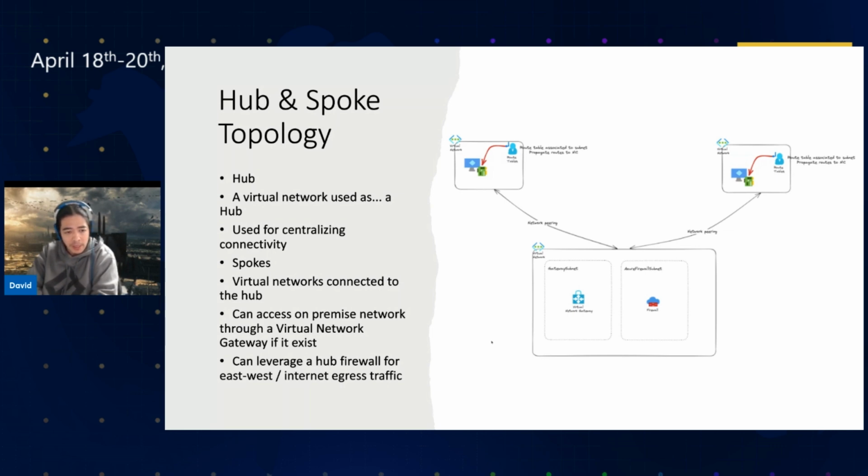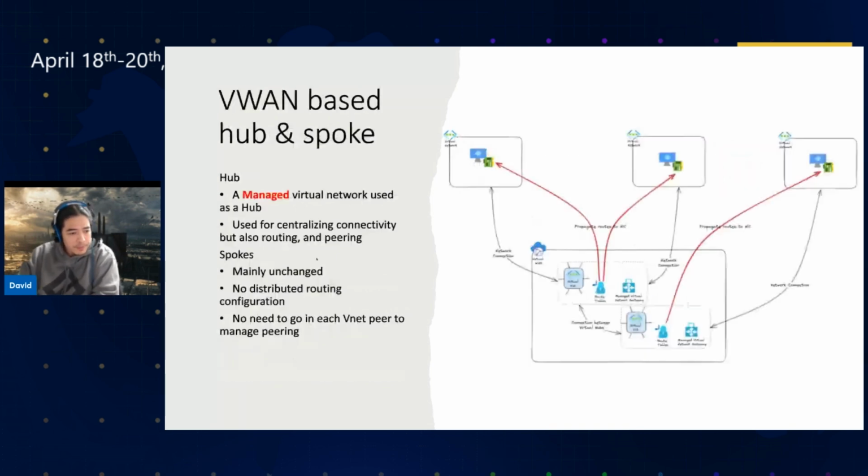Anyway, so as you can see, you need to be in a distributed mode of routing configuration, which is in the long run a pain to manage. So what does virtual WAN bring for the hub and spoke topology?